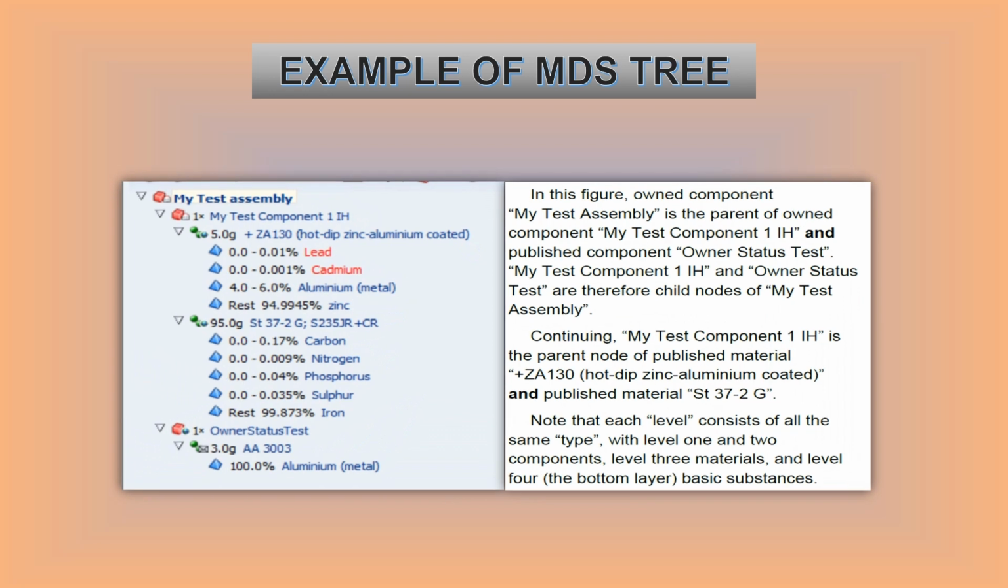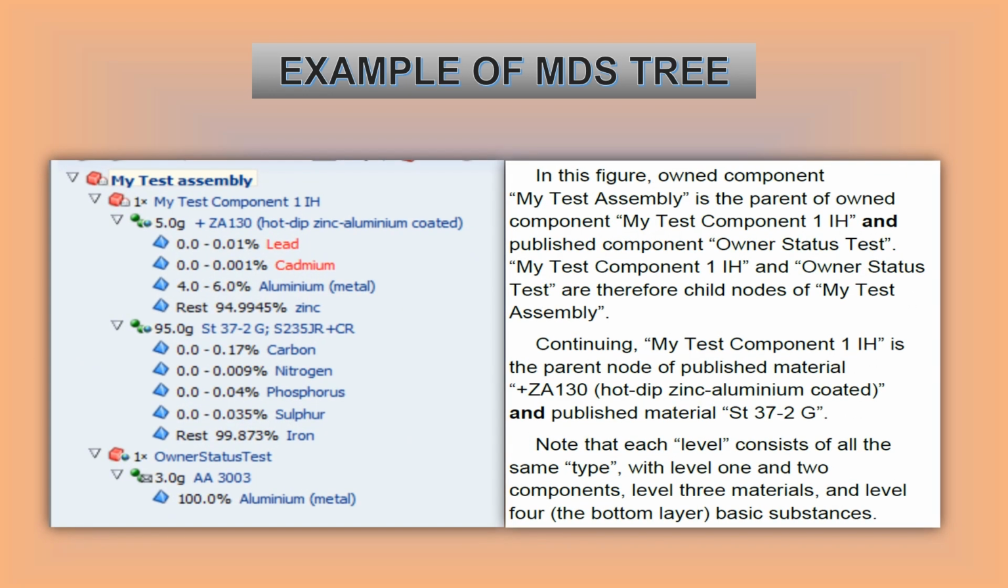Please see the example of the MDS tree displayed on the screen. In the example, My Test Assembly has own My Test Component 1IH and published owner status test as children. My Test Component 1IH is the parent node of published ZA130 and published ST37 to G materials. It can be noted that each level consists of all the same type.